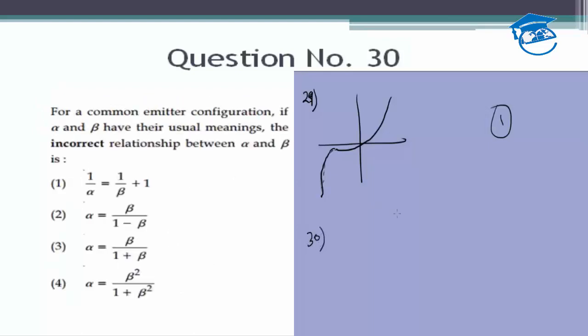And finally, for question 30, this is also again quite a standard formula. For alpha and beta characteristics, you have alpha is equal to beta by 1 plus beta. So that's why the answer to this is option 3.